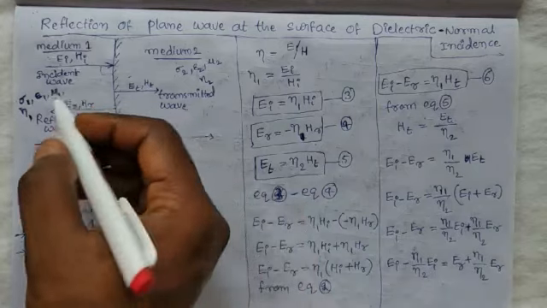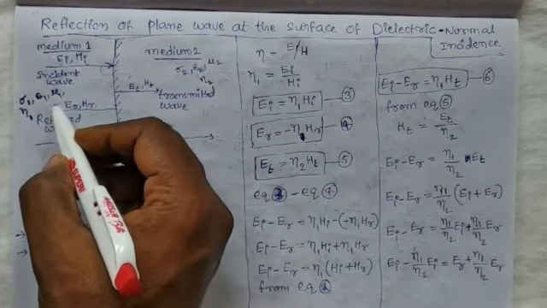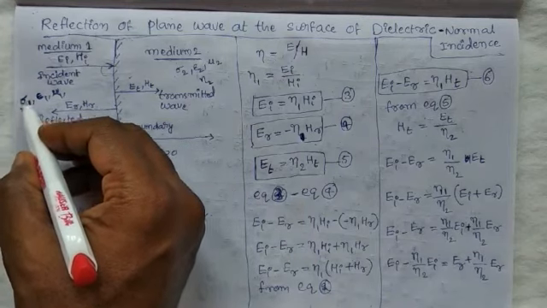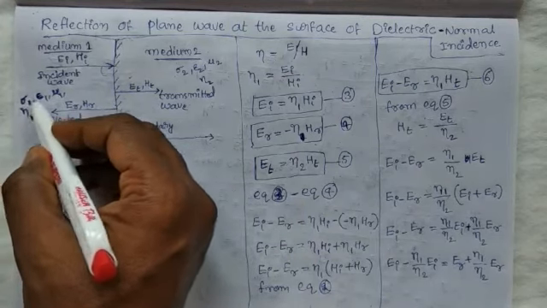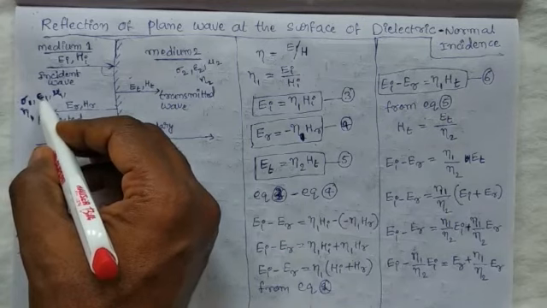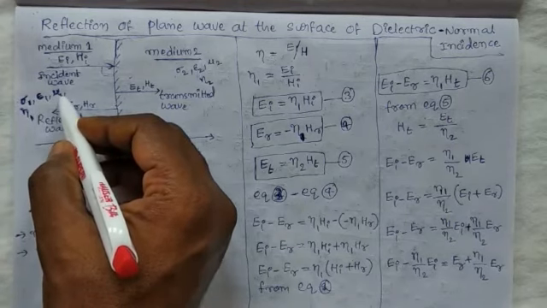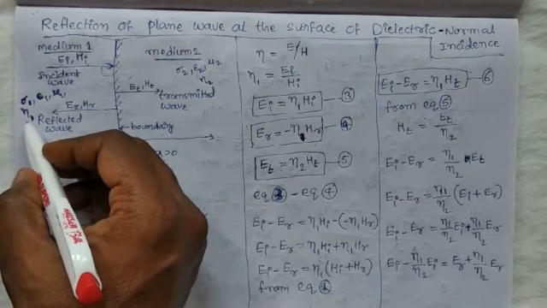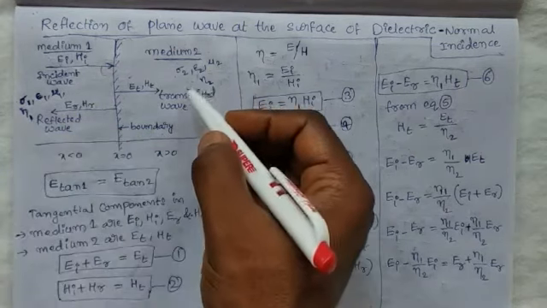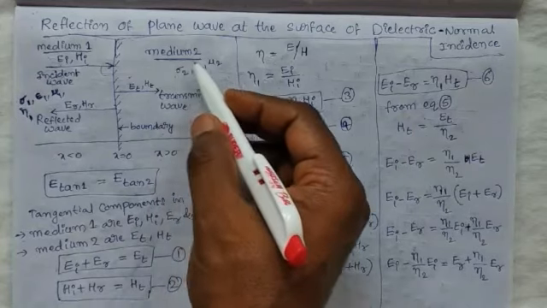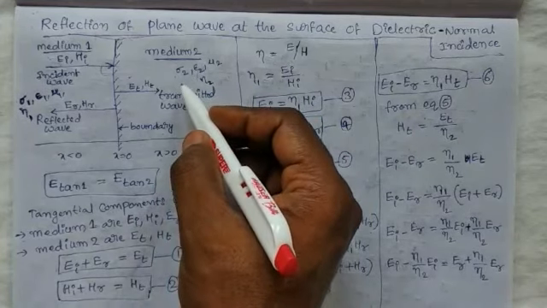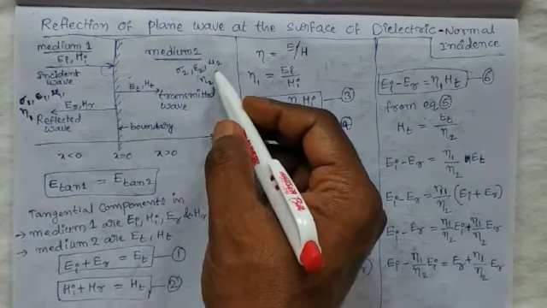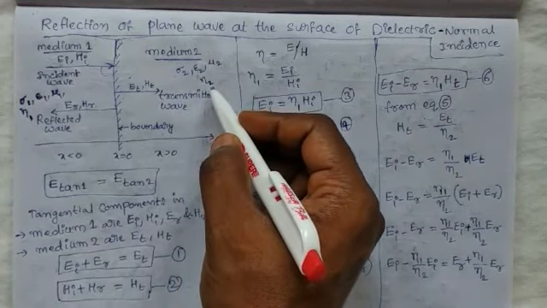Now we are considering the parameters of medium 1. The conductivity of medium 1 is sigma 1, permittivity is epsilon 1, permeability is mu 1, and intrinsic impedance is eta 1. Similarly, we are considering the medium 2 parameters. The parameters of medium 2 are sigma 2, epsilon 2, mu 2 and eta 2.